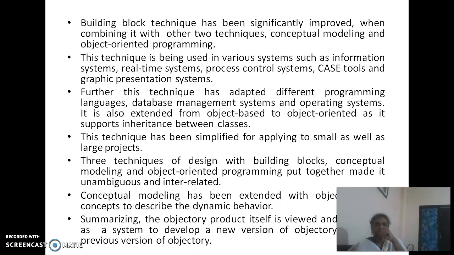So on the whole, we have come to the conclusion that the object-tree product itself is viewed and described as a system to be developed, and a new version of object-tree is always made from the previous version of the object-tree.